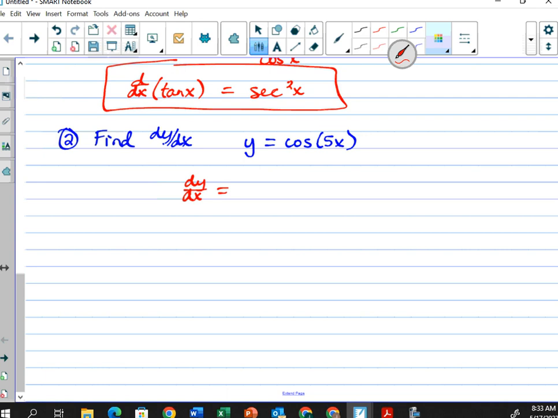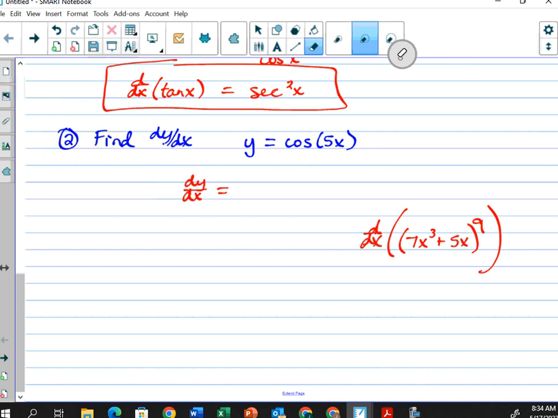Why is there no y in this? Those weren't full equations, it was just an expression. If I gave you 7x cubed plus 5x all to the 9th, and I don't say equals y but I say find the derivative, that means d dx of that thing. Whereas here I had y equals cosine of 5x, so now I can do dy dx.